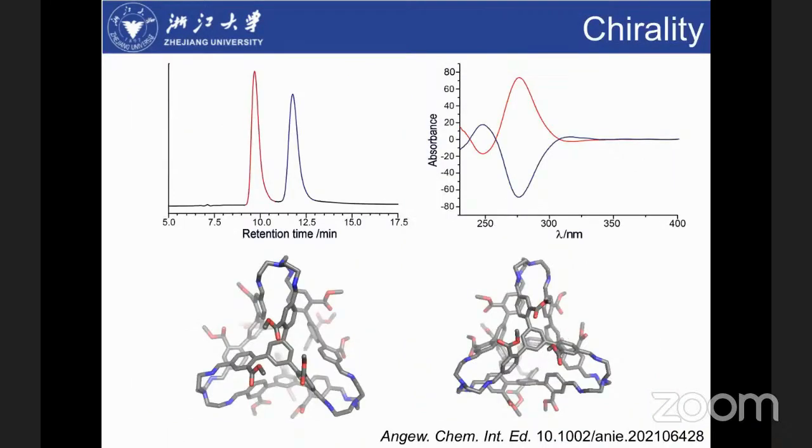We published this paper recently, and also remember this macrocycle, because of the CH-pi interaction, this cage becomes chiral, right? You can see each corner can be anticlockwise or clockwise, which means they are chiral, they are enantiomers. We can use chiral HPLC to separate this compound and do the CD spectrum. You can see the nice mirror-image spectrum, which means these two species are chiral.